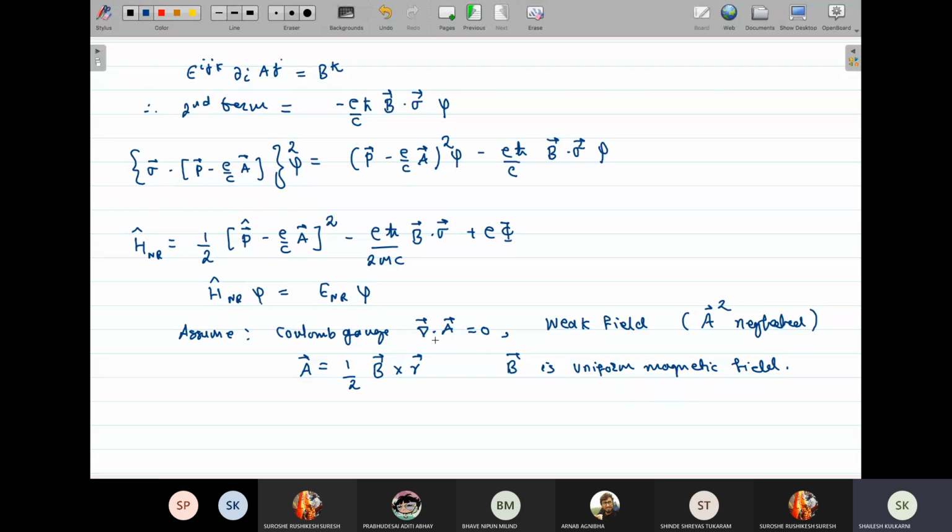So I am choosing Coulomb gauge, and furthermore I am choosing a particular simplified field, a uniform magnetic field. In that case, let us concentrate now on this piece, P minus e by c A. P minus e by c A, its square is what?